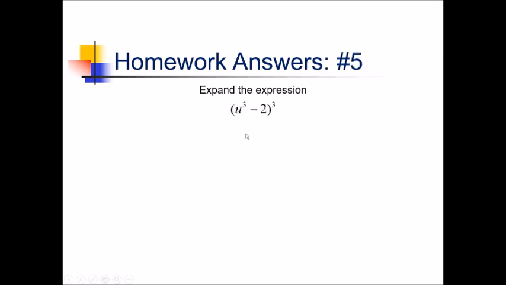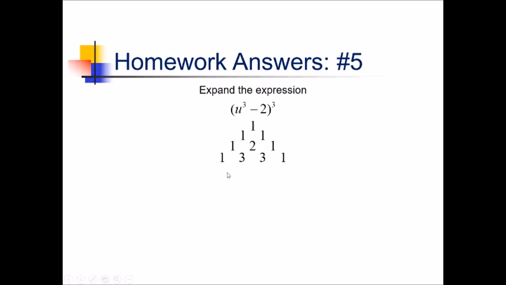For this problem, we're raising u cubed minus 2, all of that to the third power. We're going to use Pascal's triangle down to level 3 to get a shortcut formula for this. So here's level 0. Now level 1 is 1 and 1. Level 2 is 1, 2 and 1. And level 3 is 1, 3, 3 and 1.